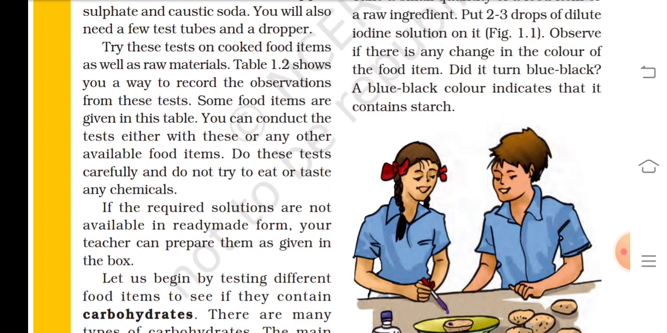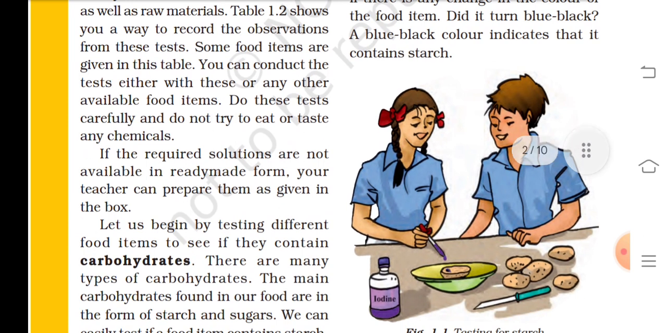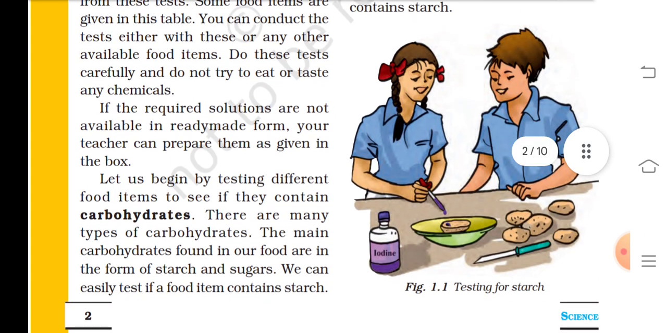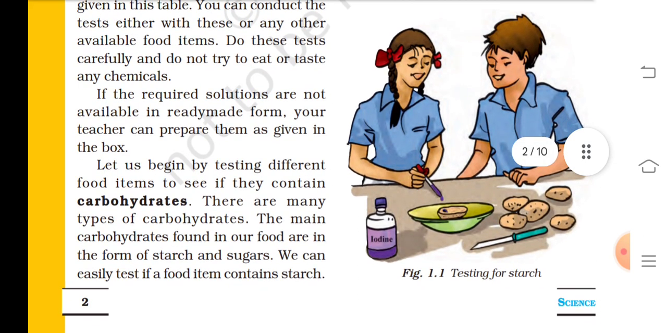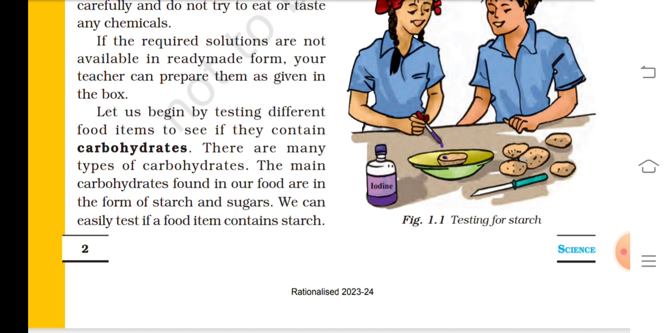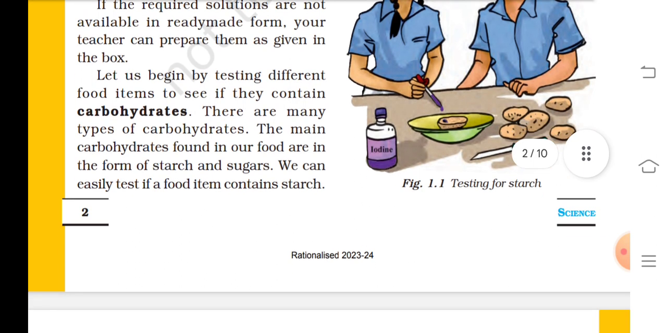Try these tests on cooked food items as well as the raw materials. Table 1.2 shows you a way to record the observations for these tests. Some food items are given in this table. You can conduct the tests either with these or any other available food items. Do this test carefully and do not try to eat or taste any chemicals. If the required solutions are not available in ready-made form, your teacher can prepare them as given in the box.